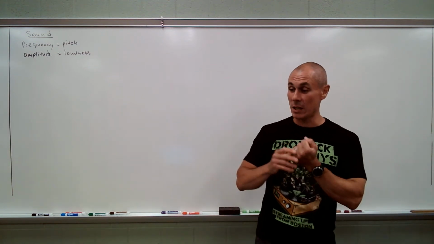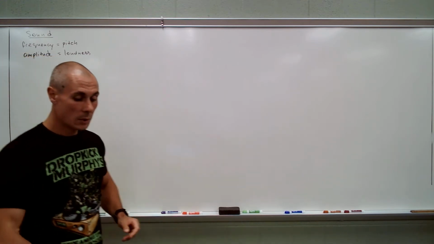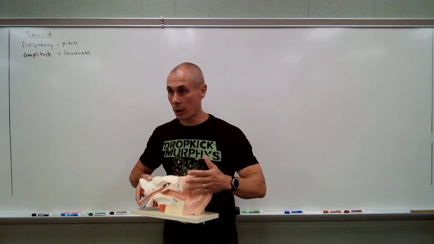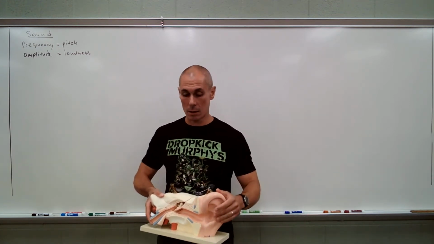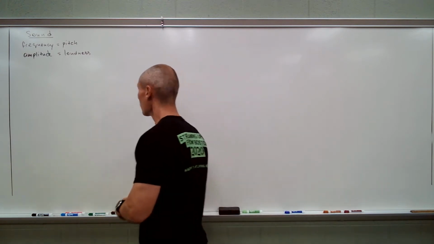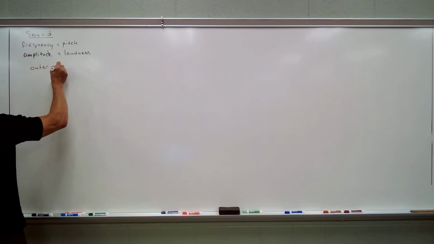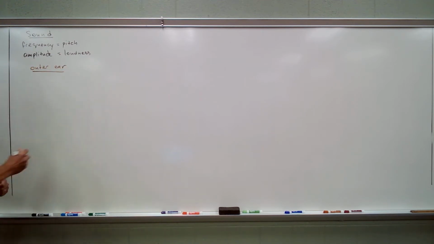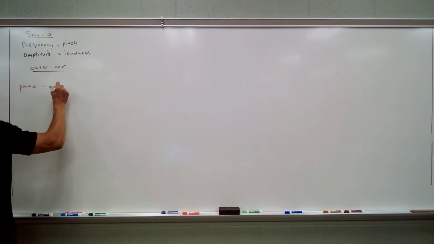Let's talk about the ear. I have a model right here. You all have models. And we're going to start with the outer ear, and I'm going to put this on the board, no worries. So the outer ear consists of two subparts, pinna and auditory tube.